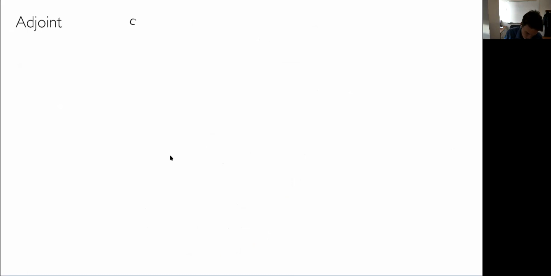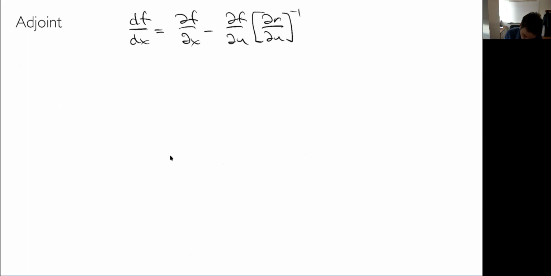Okay, so let's again write our big equation. Partial f, partial x minus partial f, partial u times partial r, partial u inverse times partial r, partial x. Okay, so instead of solving this part here, we're going to solve this part here. We're going to call this thing here psi transpose.